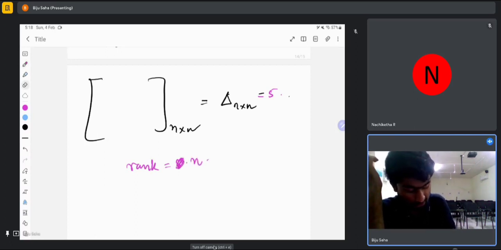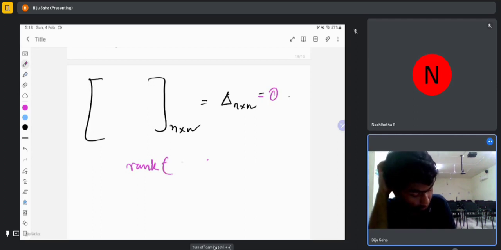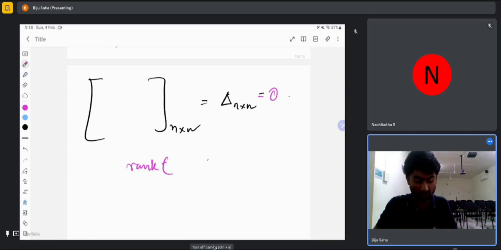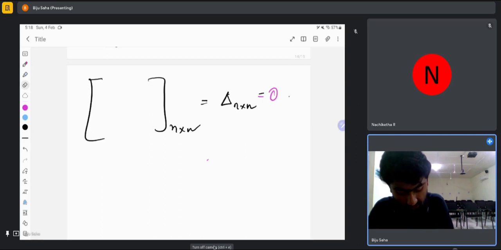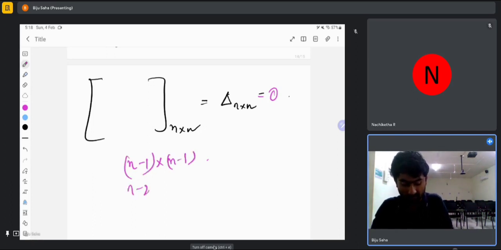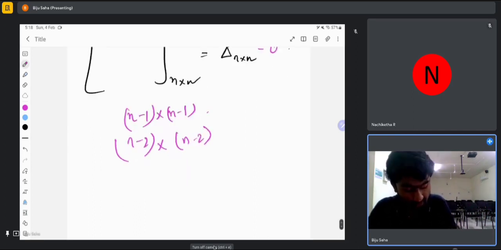But if this is equal to 0, then we have to look for a submatrix which has a non-zero determinant. Obviously the submatrix will have a dimension lesser than n cross n. So it can be n minus 1, or the next step we can go is to decrease the size of the submatrix even further, and likewise we will find the largest submatrix with non-zero determinant.